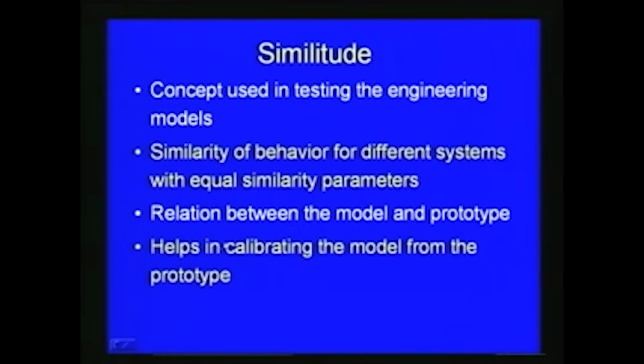So with respect to this, most of the time we have to calibrate. Once we develop a model, in the field problem there will be certain observed values. So with respect to these observed values, we will be trying to calibrate, by varying various parameters. Through the calibration process, the model with respect to the prototype, we will be developing various relationships. So this calibration, what kind of similitude or similarity we consider, helps in calibrating the model from the prototype.